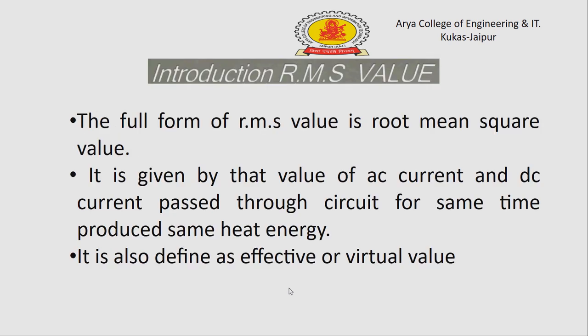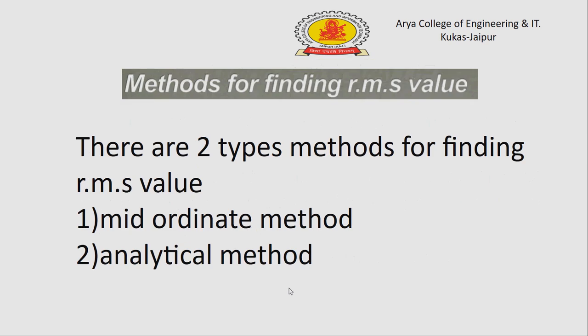Now the introduction to RMS value. The full form of RMS value is the root mean square value. It is expressed by Vrms or Irms also. It is defined as the value of AC current and DC current passed through a circuit for the same time that produce the same heat energy. It is also defined as the effective or virtual value.